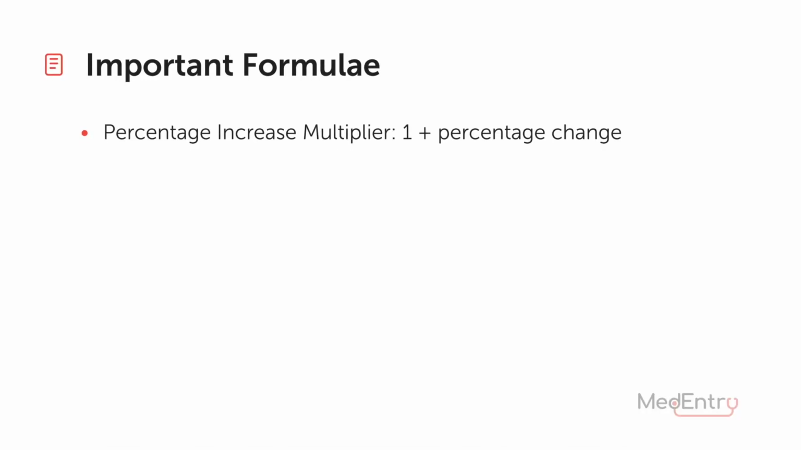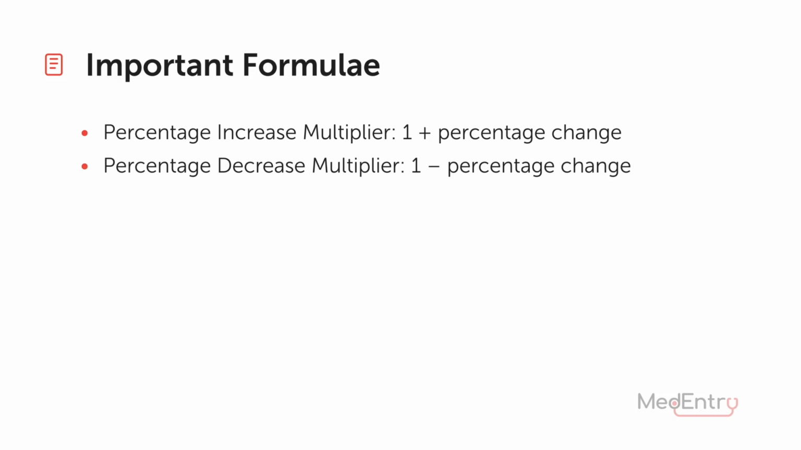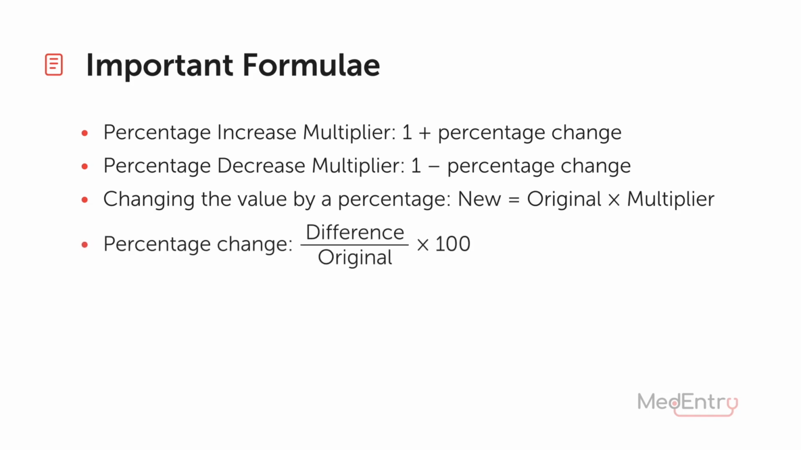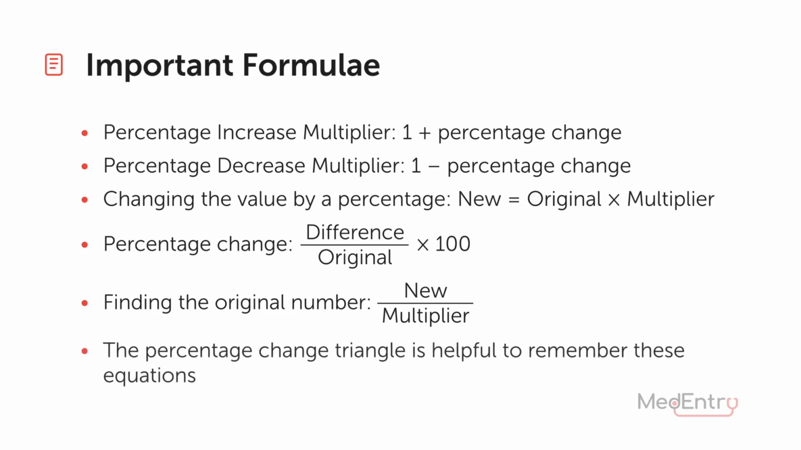percentage increase multiplier is 1 plus percentage change expressed as a decimal. Percentage decrease multiplier is 1 minus percentage change expressed as a decimal. Changing the value by a percentage is new value equals original value times multiplier. Percentage change is difference, which is new minus original, over original times 100. Finding the original number is original equals new divided by multiplier. The percentage change triangle is very helpful to remember these equations.